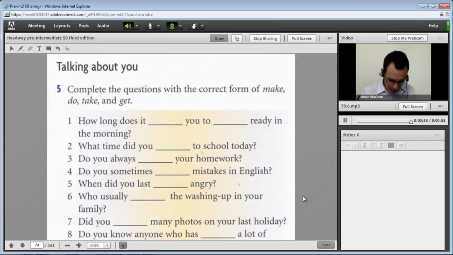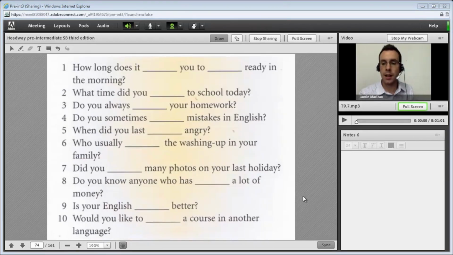Okay, for the last exercise on this page, I'd like you to complete the questions using the correct form of make, do, take, or get. So please complete the questions. Okay, now you have finished making the questions. As usual, I'd like you to check your answers with your partner, and then we will listen to the answers.